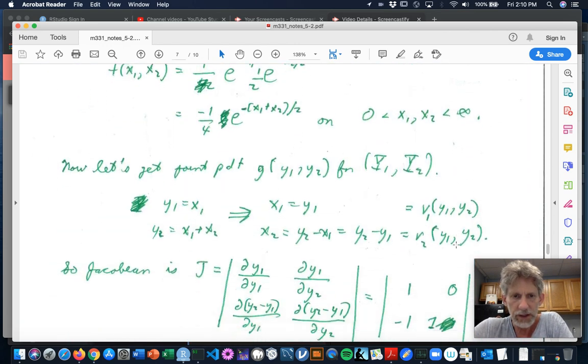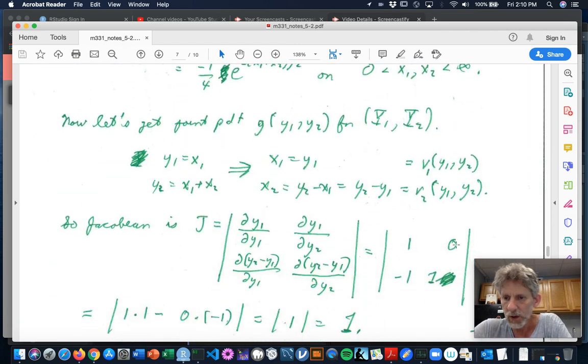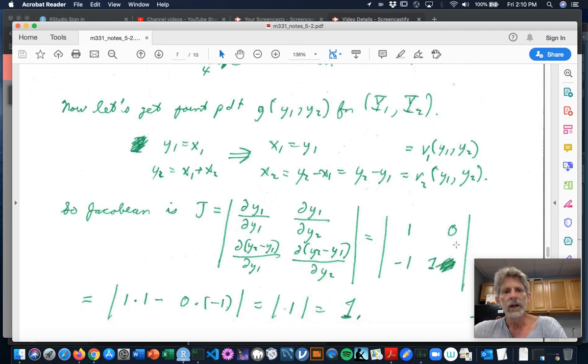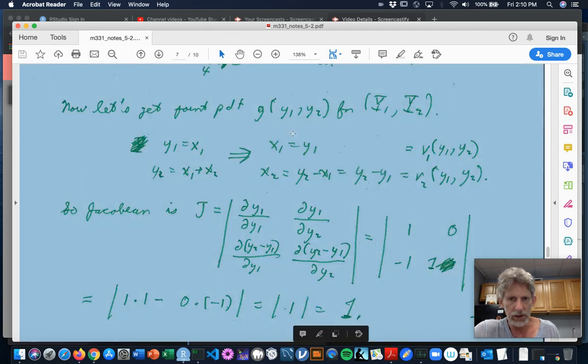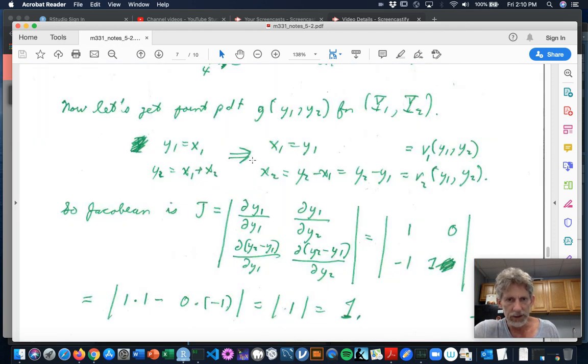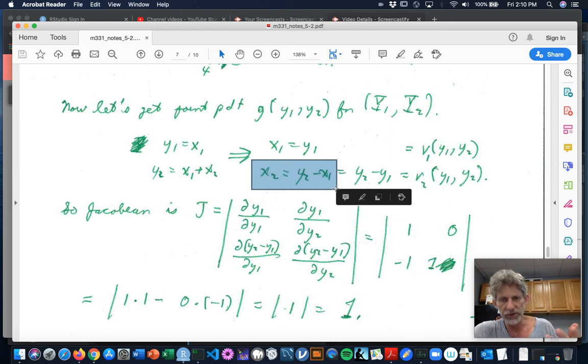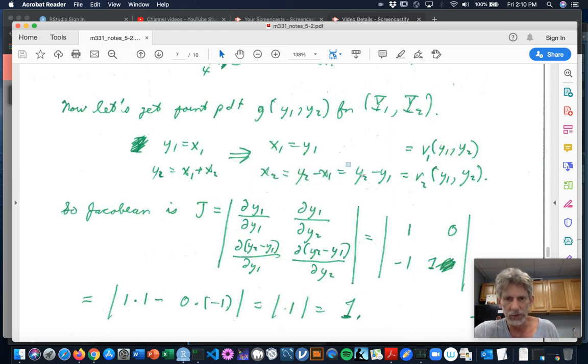Okay, let's see if we can find the joint PDF for the y1, y2. So for that, we're going to need to back solve. So let me write down my original transformations here and back solve. So x1 is pretty darn easy to find. It's just y1. And x2 is pretty easy to find. It's y2 minus x1, but we just found x1 is y1, so it's y2 minus y1. So I've got my new x1, and I've got my new x2.